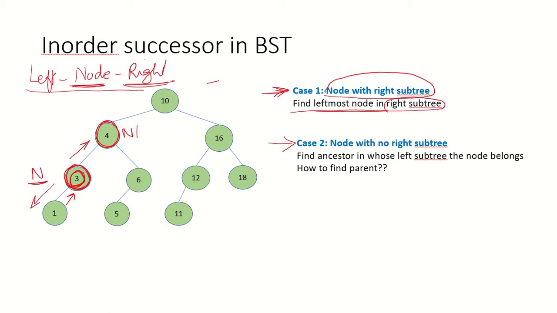Node n is in the left subtree of n1. That means n1 has not been visited earlier. So the successor of n would be node n1.